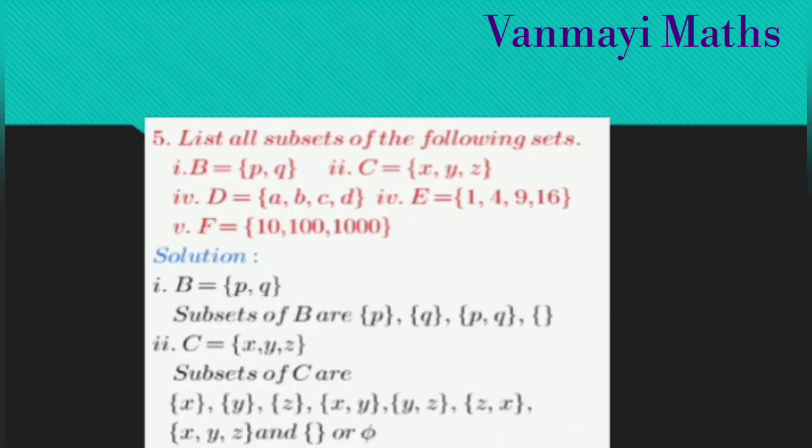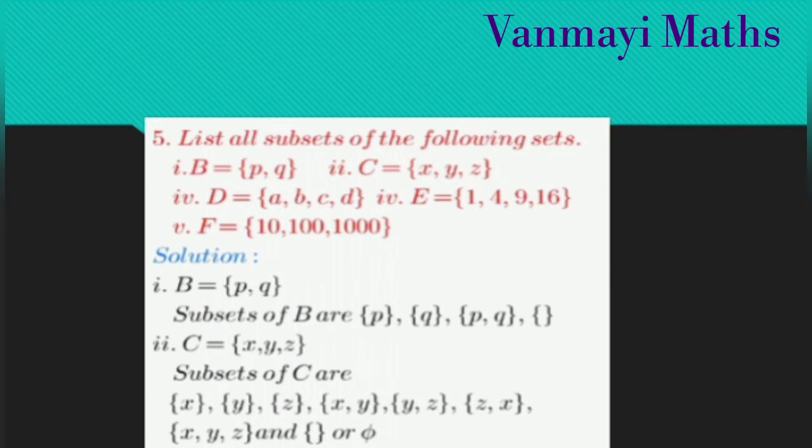List all subsets of the following sets. B = {P, Q}. Here there are two elements present in the set, so 2 squared, 4 subsets are possible: {P}, {Q}, {P, Q} and the empty set.